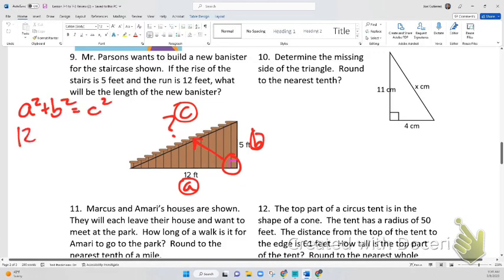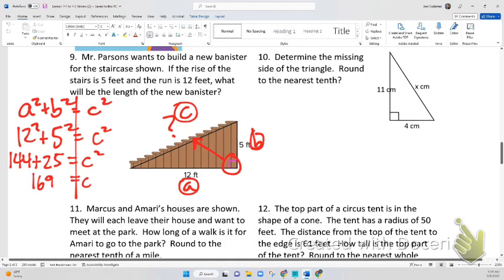The A is 12. The B is 5. The C is what we're trying to figure out. 12 times 12 makes 144. 5 times 5 makes 25. 144 plus 25 gives you 169. And then last but not least, you do the square root of both sides, you get 13. So your answer in this case, the length of the banister would have to be 13 feet long.